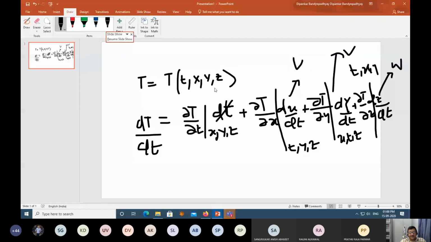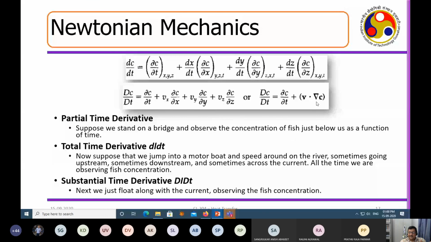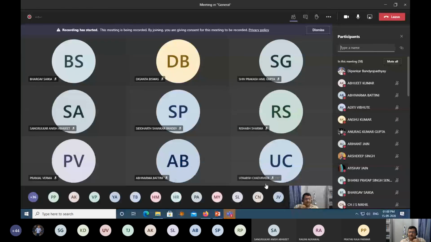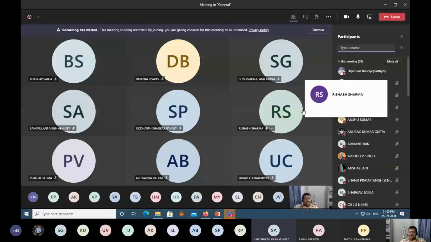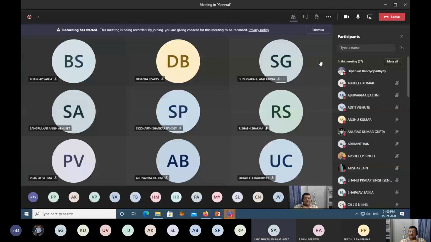I start with a basic definition that T, temperature, is a function of time and space. So this is the local variation of temperature, whereas these three are the convected. So this part is the convected. If I replace this C with T, this C with T, this C with T. So if C is a scalar, this is the convected variable, and this is the local variation. Is it clear for you? Yes, sir. Any other question?